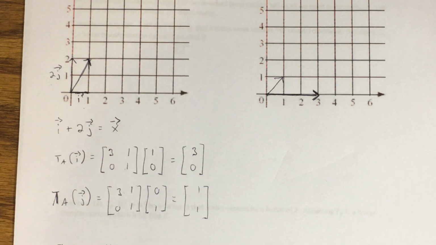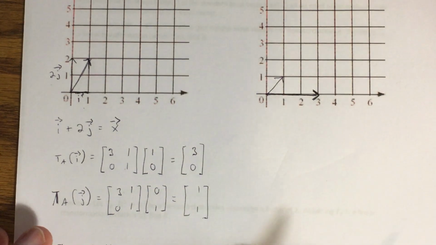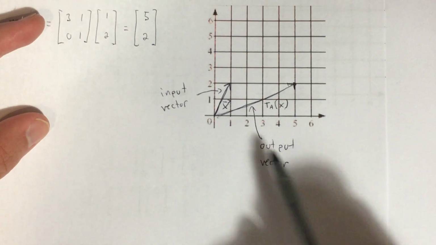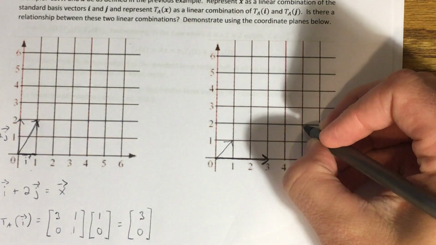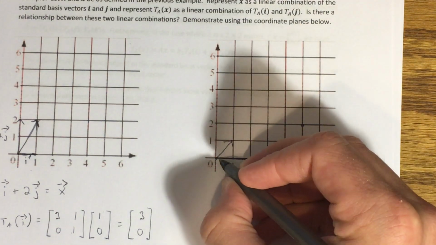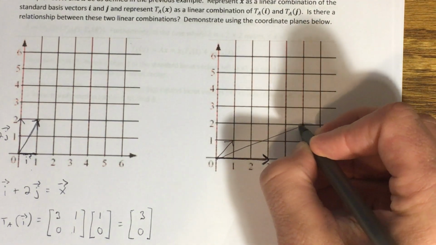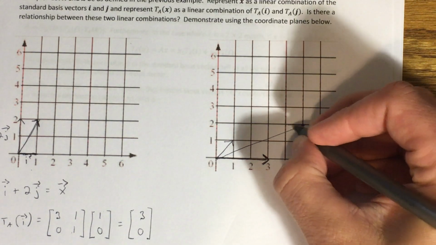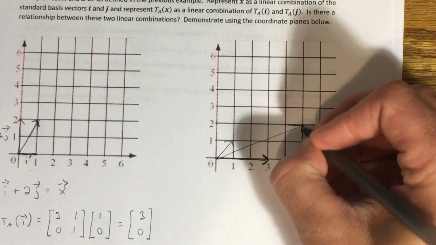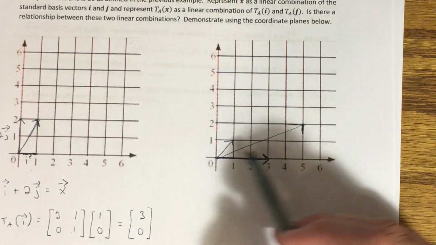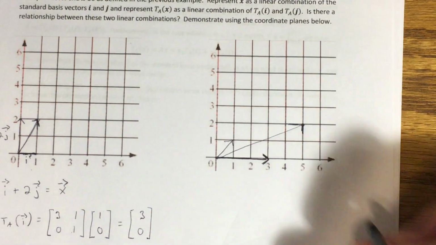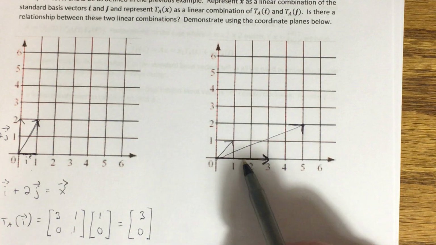Okay, what was I supposed to do with these? Well, I wanted to represent my output vector from the previous example, which was the vector 5, 2. So let's draw 5, 2 again, or sketch that in there. 5, 2 would be here. And I want to represent this vector as a linear combination of these two vectors.